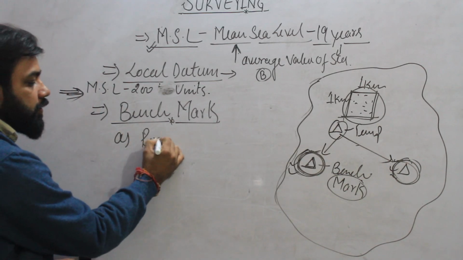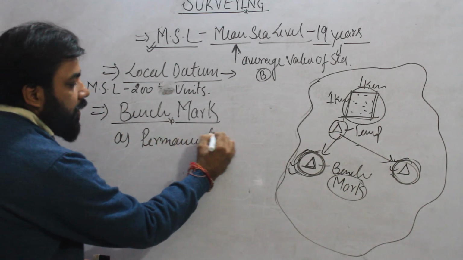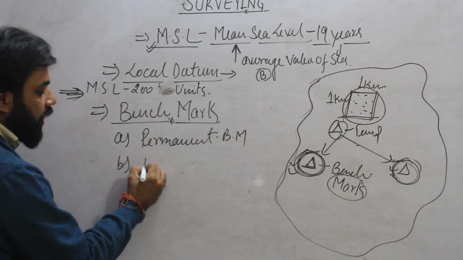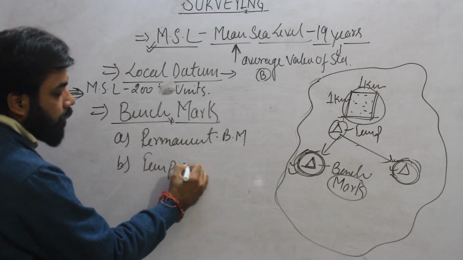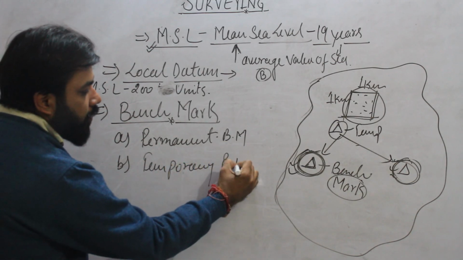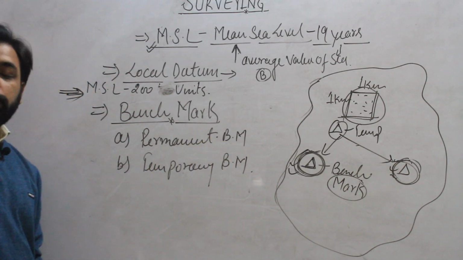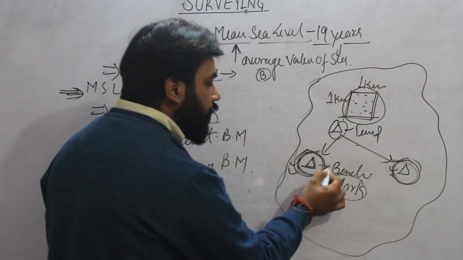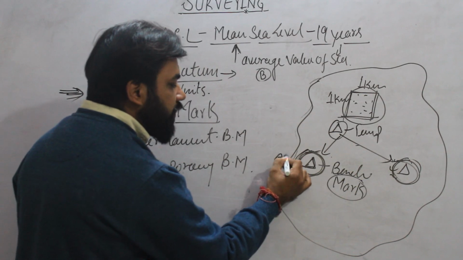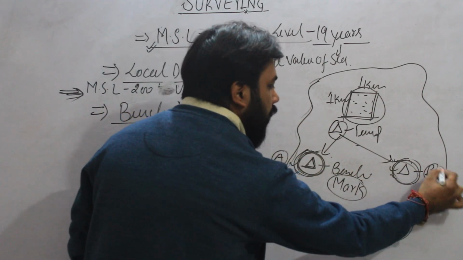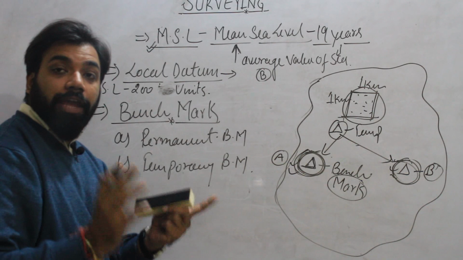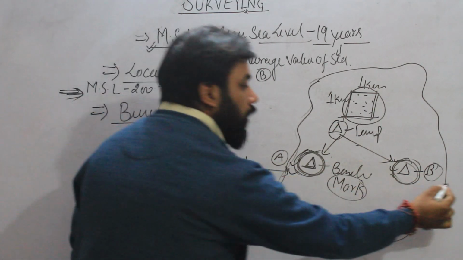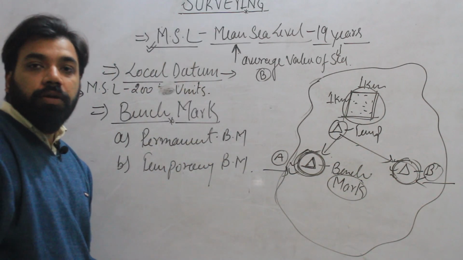First is known as permanent benchmark, and second is known as temporary benchmark. So what is permanent and what is temporary benchmark? Permanent benchmarks are those on which these points, suppose this point is A and this point is B, are fixed accurately with respect to the mean sea level. So these points are known as permanent benchmarks.